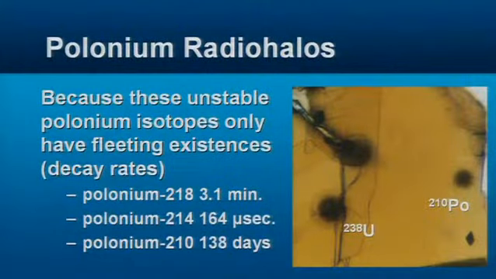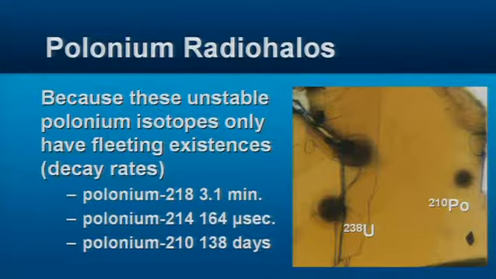So why are they a very tiny mystery? Well, here we're going to add some more details that I didn't say much about on Tuesday night. You see, these three unstable polonium isotopes only have fleeting existences. They decay very rapidly. Polonium-218 has a half-life of 3.1 minutes. Polonium-214 a half-life of 164 microseconds. If you blink, it's gone.